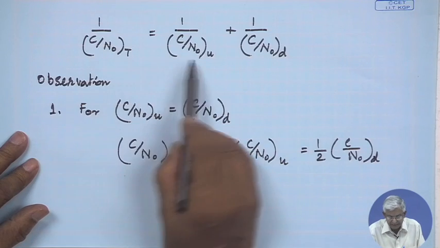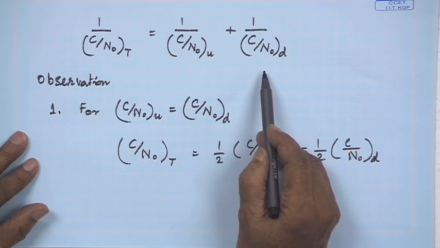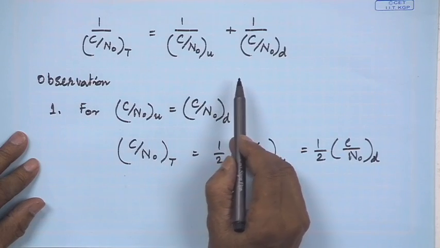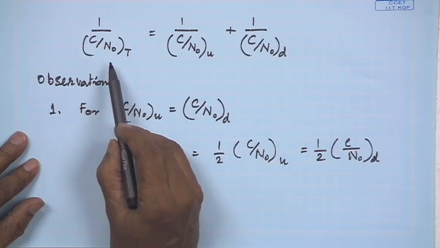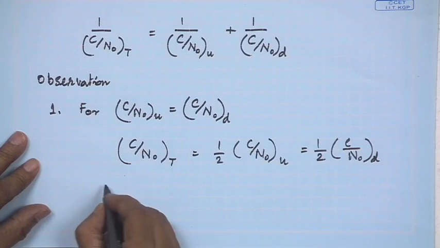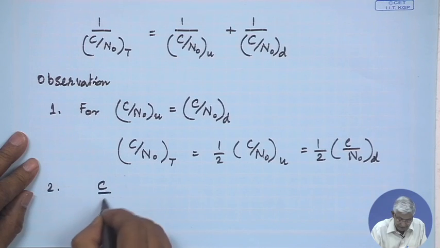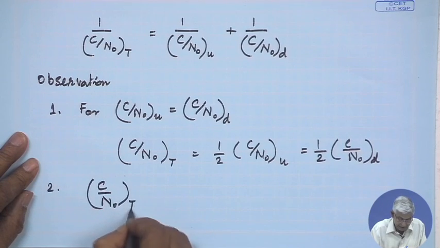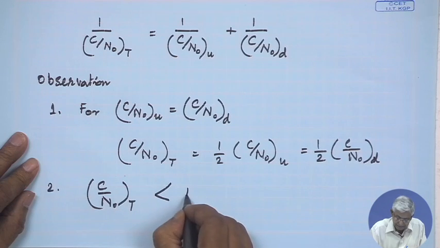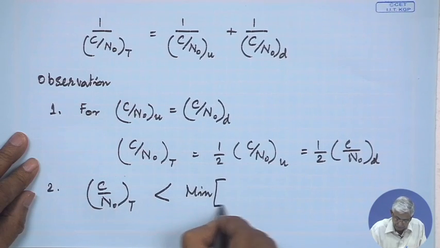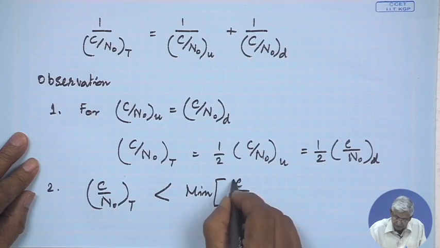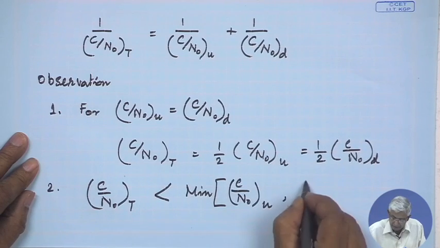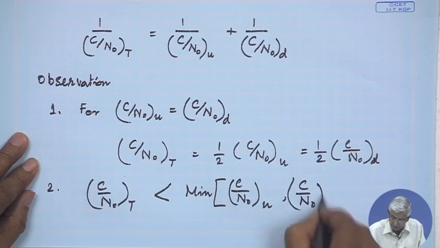Another observation: it is just like parallel resistance and equivalent resistance calculation. The other observation is similar: the C by N0 total, like the equivalent resistance, will be lower than the minimum of these two. That is, observation number 2 is that C by N0 total will be less than the minimum of C by N0 up and C by N0 down.